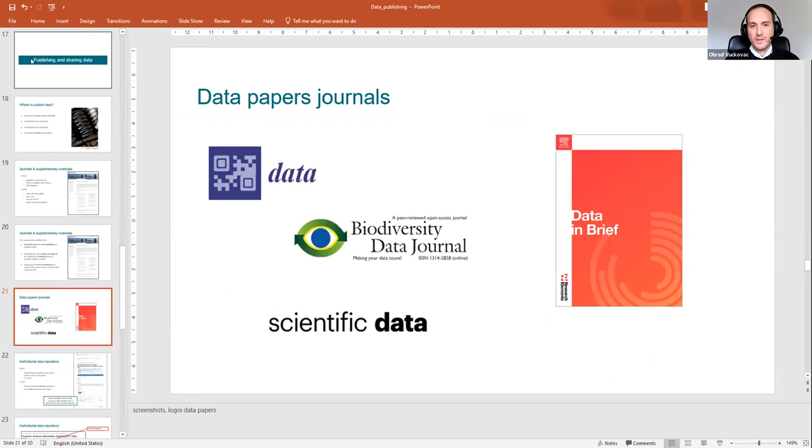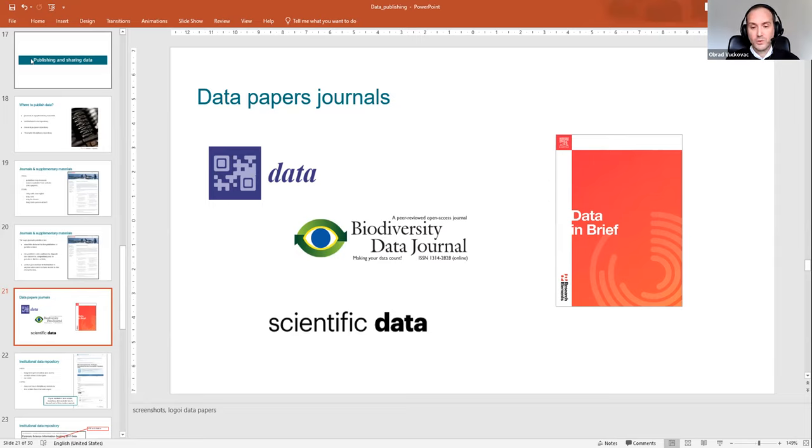There are also data paper journals that deal particularly with data. That is a good way for researchers to disseminate their findings. Some of them are Data by MDPI, Data in Brief by Elsevier, or Scientific Data by Springer Nature. There are a lot of others. I will provide a link to a list of journals that you can promote to your researchers.